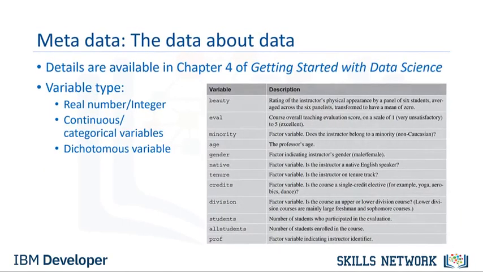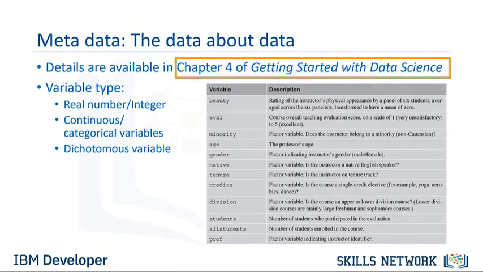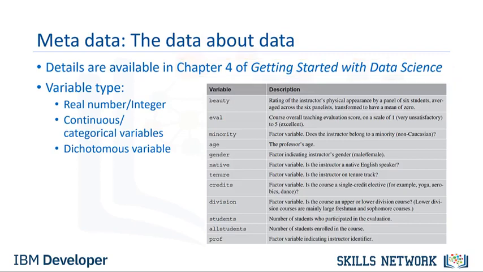So the data is first referenced in the book Getting Started with Data Science: Making Sense of Data with Analytics, in Chapter 4. There are variables that essentially define the attributes of instructors and characteristics of the courses. Some variables are continuous, others are dichotomous or categorical variables.